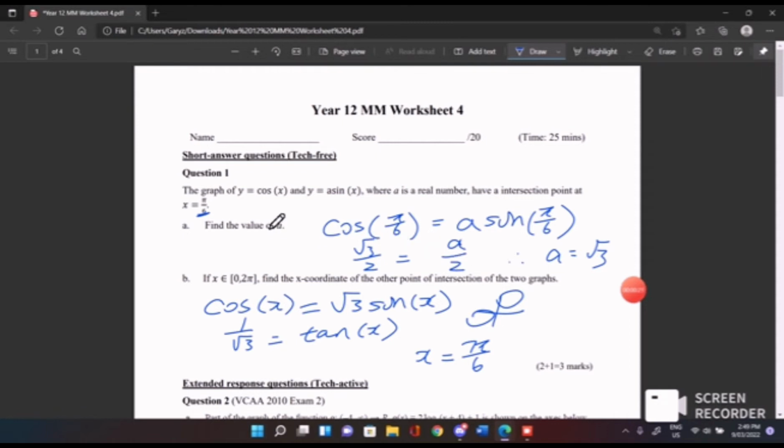Anyway, first one, we have y equals cosine x and y equals sine x. When we immediately see an intersection point, we know they have the same x and y values. Therefore, we can just equate the two graphs. Since the point is at x equals pi on 6, we can sub in x as pi on 6, so we get this equation here. When we solve it, we get a equals root 3.